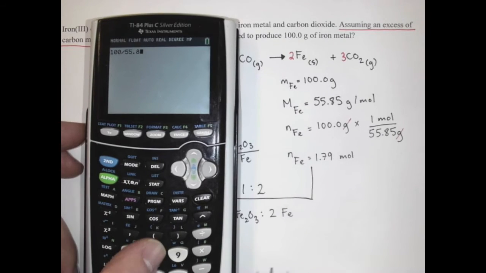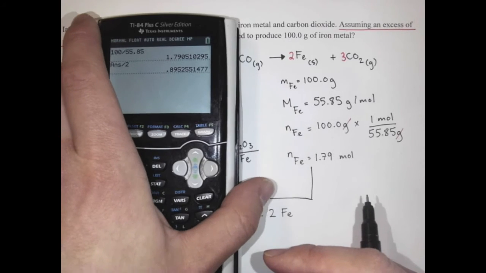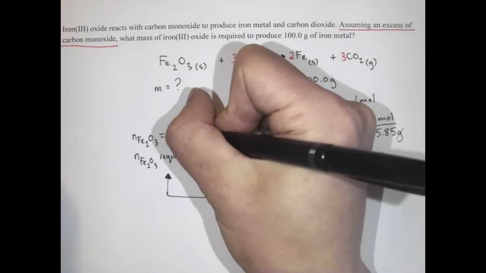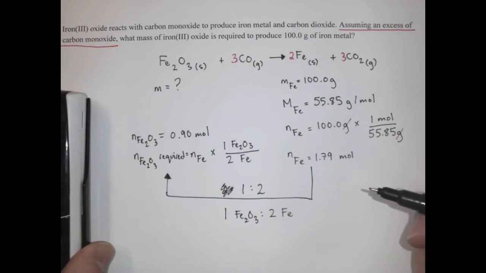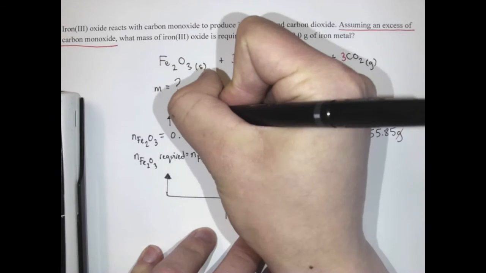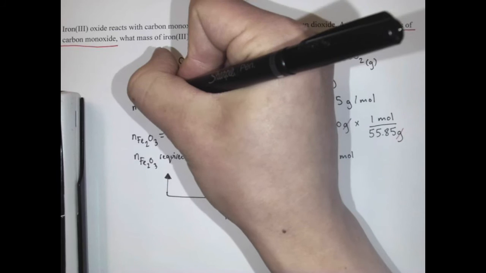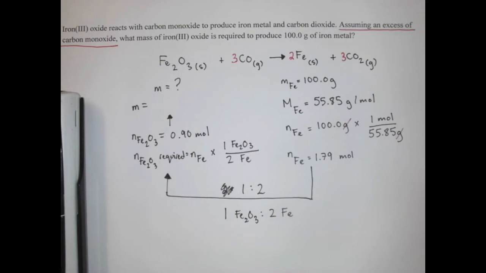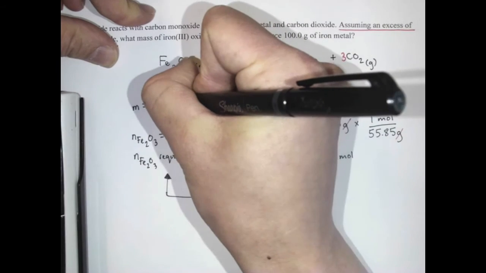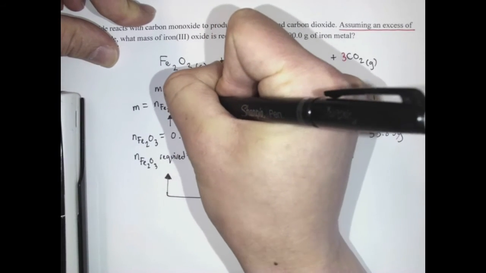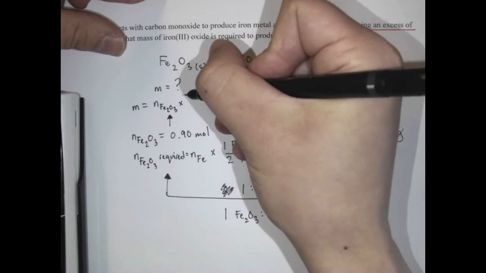But I'm going to go back and recapture that number. So 0.895, roughly, round that up, it's roughly 0.90 moles. Once again, I'm rounding too much here. You shouldn't be rounding this much. You should only round to significant digits once you get to your final answer. Last thing we need to do is figure out the mass of iron 3 oxide, and I can do that by taking my number of moles of iron 3 oxide and multiplying by the molar mass of iron 3 oxide.